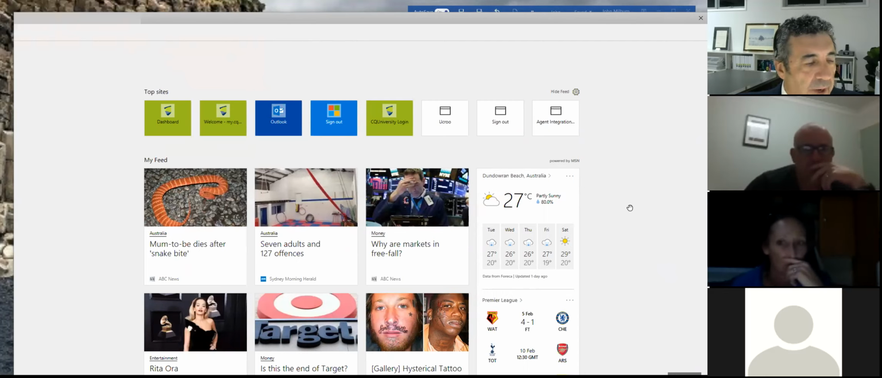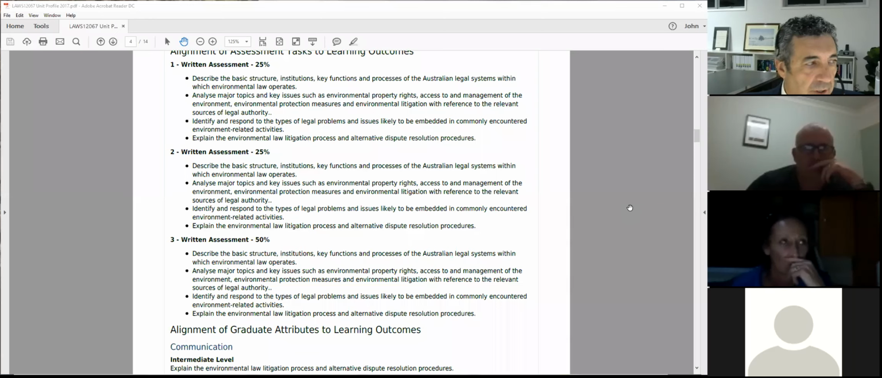But if we do go to environmental litigation, what is the source of legal authority and what are the orders that are available? Number 3, identify and respond to the types of legal problems and issues likely to be embedded in commonly encountered environment-related activities. Okay, I'm just going to stop the share here.